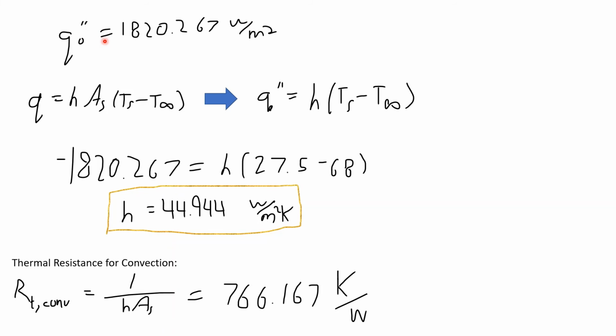So now that we have flux, we can just use Newton's law of cooling to find h. We plug in 27.5 for T, the surface temperature, and 68 degrees Celsius for T infinity. We do the math and get a final answer of h equals 44.944 watts per meter squared Kelvin. We can mess around and go a little bit further to see how changing the surface area and volume affects this value.